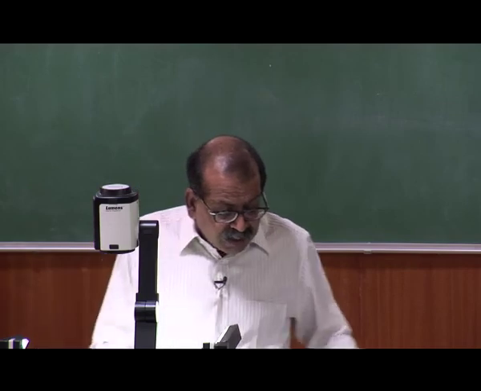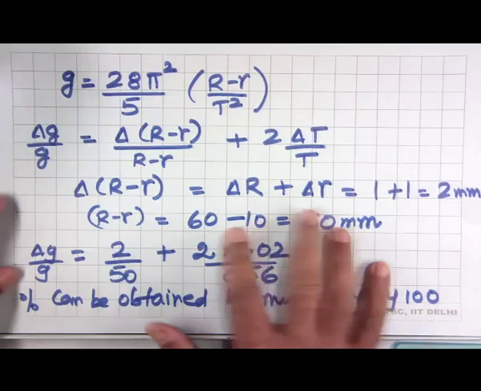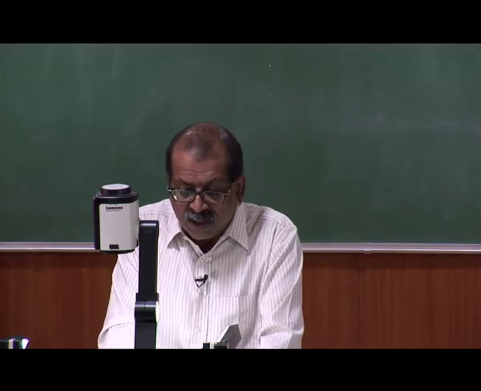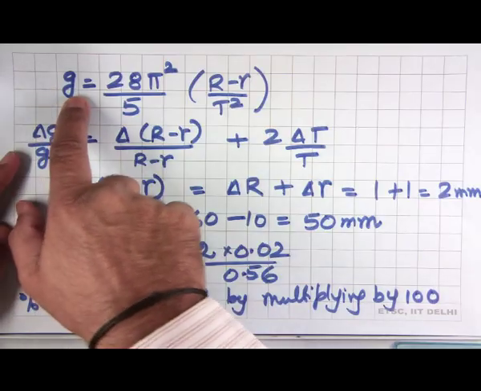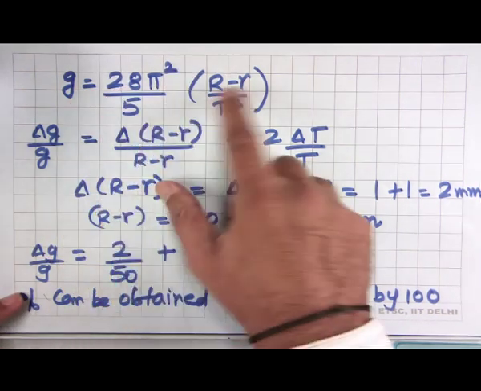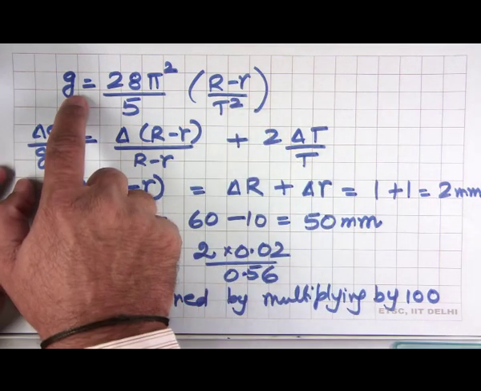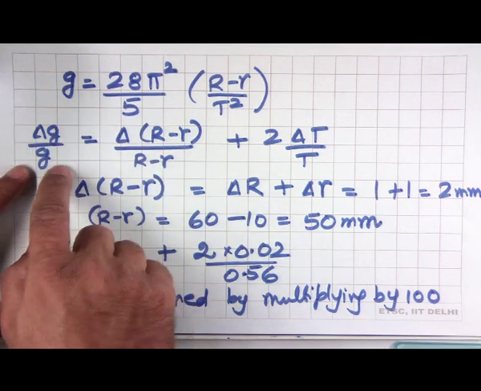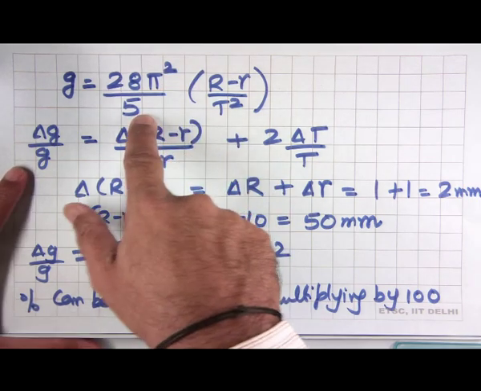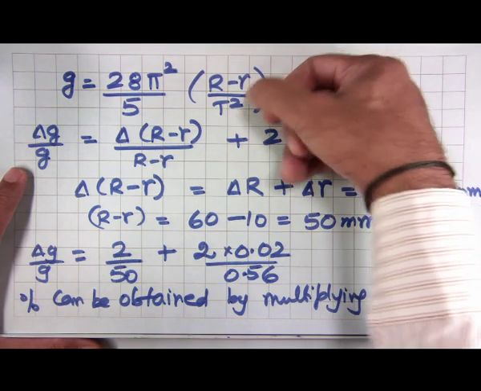Now, to find the percentage error in G, we first write the formula for G. The formula was given to us in terms of time period, so we square that and write the formula in terms of G. When you do that, you will find G comes out to be 28 pi square upon 5 times (R minus r) by t square. Once we have this, we use our error analysis, we write delta G upon G. Now, 28 pi square and 5 are constants, so there is no error in this. That means we have to account for error in R minus r and t square.